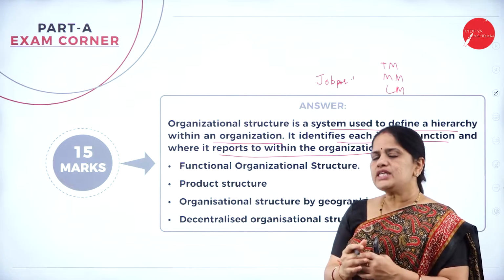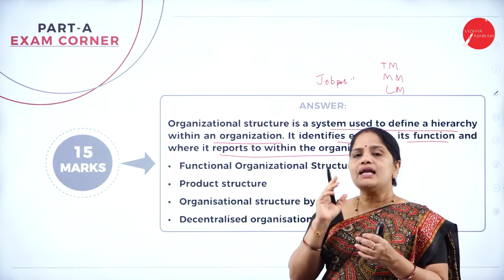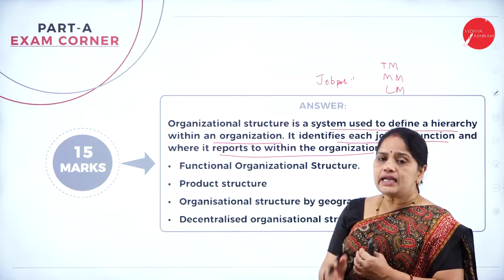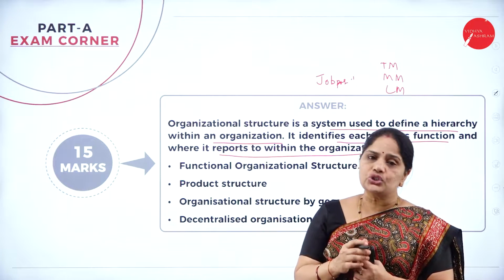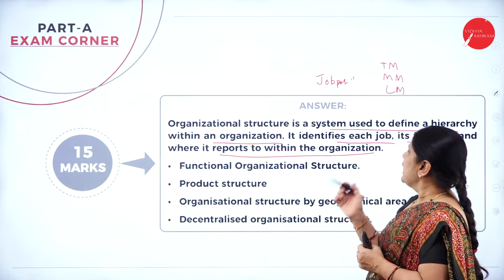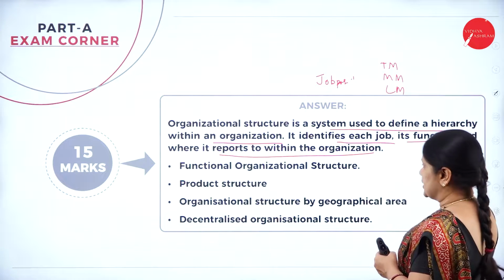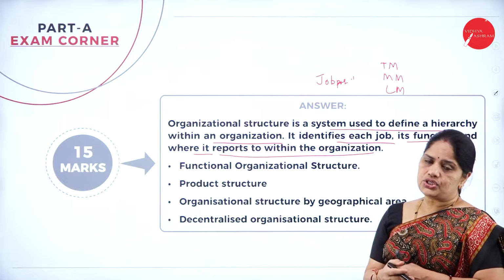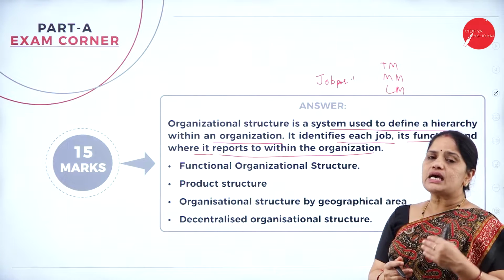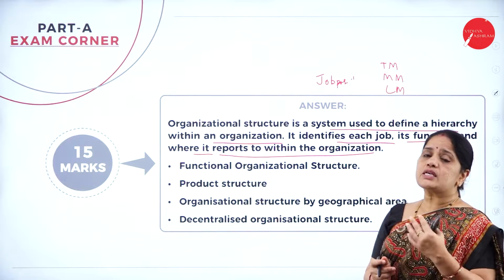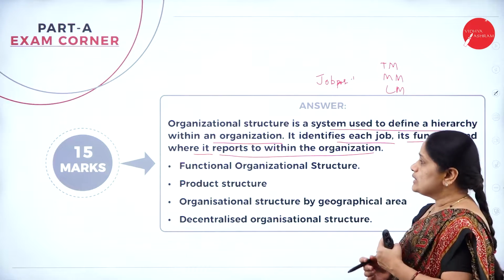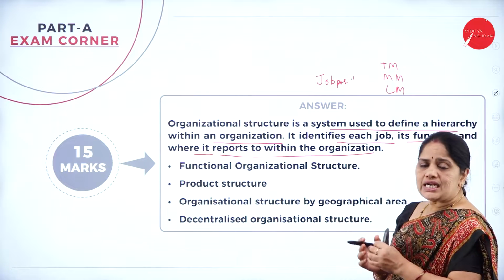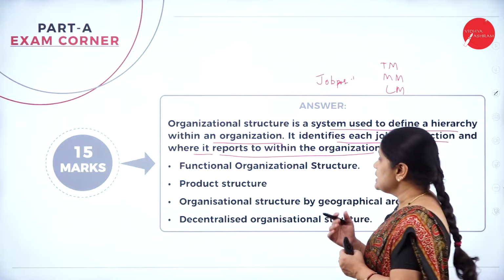The subordinates will know who the boss is, and the boss will be able to give orders to his subordinates and get the work done through them. So it identifies each job, its function, and where it reports to within the organization. So who is reporting, who is answerable, who is accountable, who is responsible for each job. That framework within which the entire organization runs is called the organizational structure.